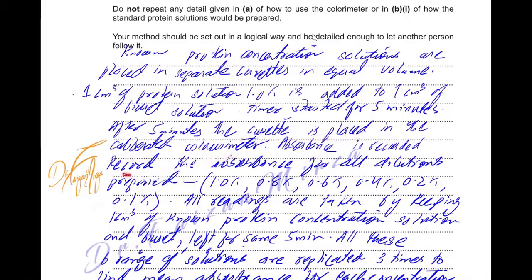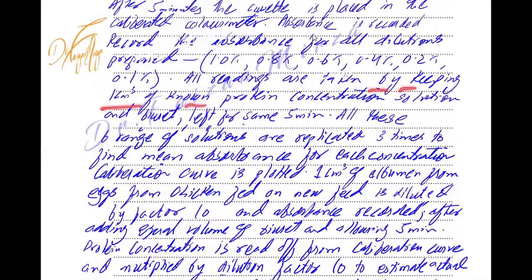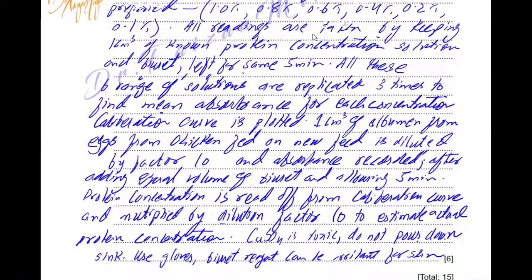Absorbance is recorded. Record the absorbance for all the dilutions prepared in the same way: 1.0%, 0.8, 0.6, 0.4, 0.2, and 0.0%. All readings are taken by keeping 1 cm cube of the known protein concentration solution and the biuret in the same volume, left for the same 5 minutes. Further, you need to mention all these 6 range of solutions are replicated 3 times to find the mean absorbance for each concentration, so the anomalous values can be removed.